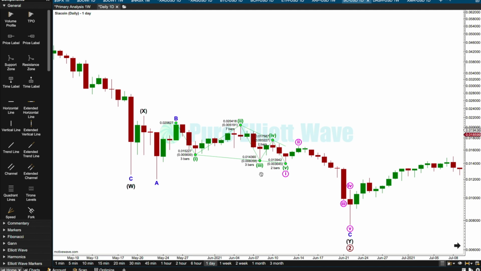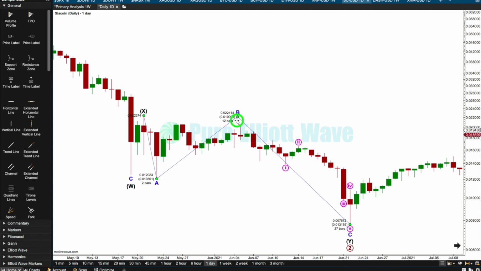3 is longer than 1. For a contracting diagonal, 3 should be shorter than 1. 4 is shorter than 2, and 5 is shorter than 3 and shorter than 1. But the third wave is the longest out of 1, 3 and 5. I don't know if I can relabel this another way, but this doesn't meet Elliott wave rules, so it's got to go.